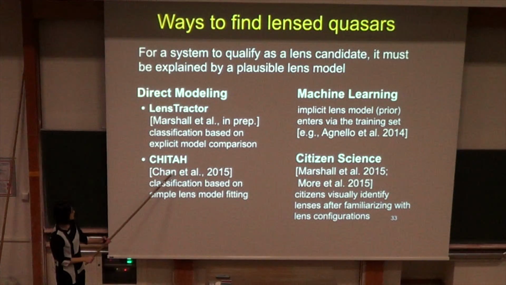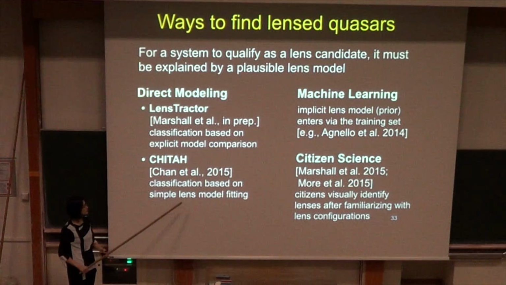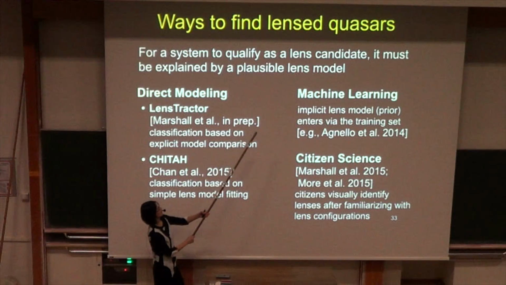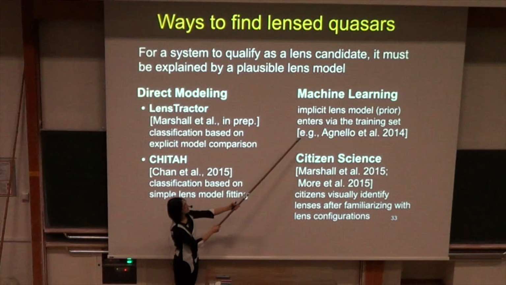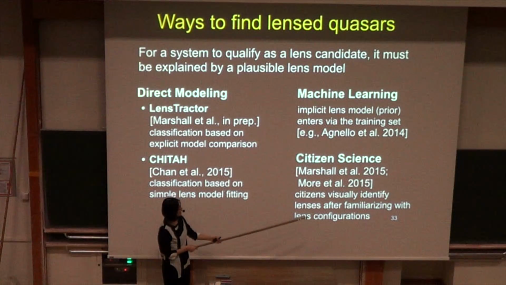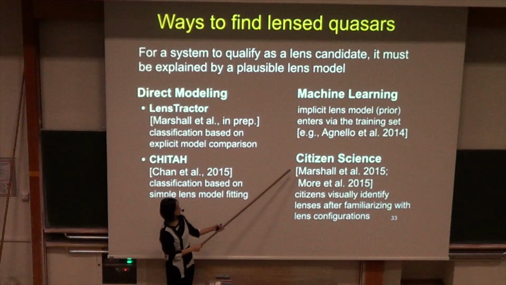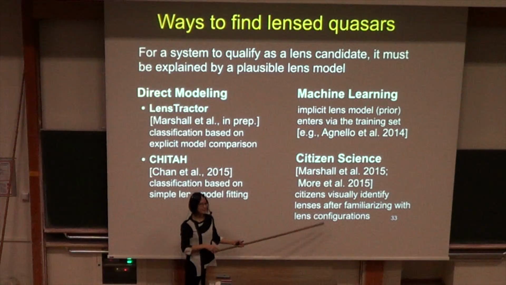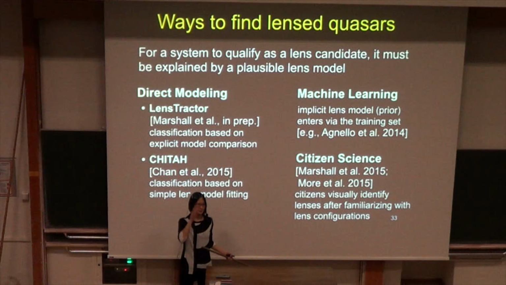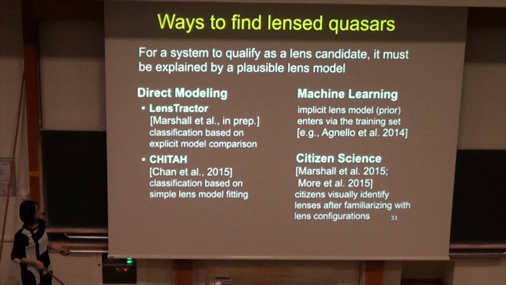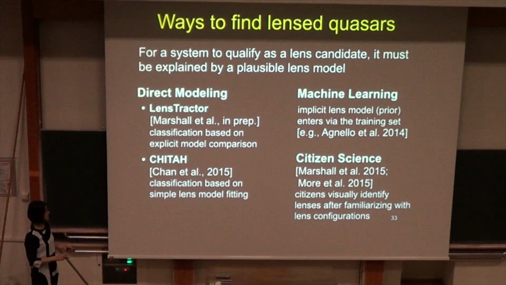There is CHITAH, which does classification based on simple lens model fitting. I'll describe a bit more about this method. There's machine learning, where the implicit lens model actually enters via the training set. And there are fun things like citizen science, where citizens can visually identify lenses after they're familiarized with the generic lens configurations, like what we saw on the previous slide. So these are the different approaches to finding lens quasars from the ground.